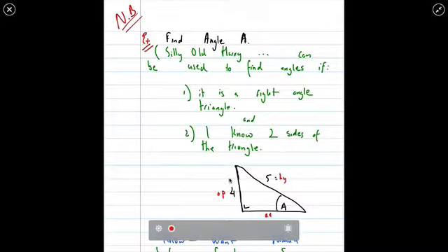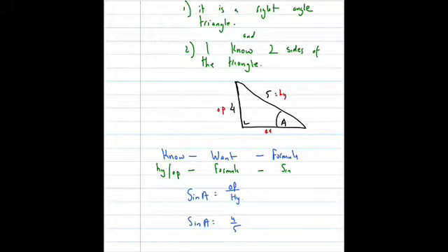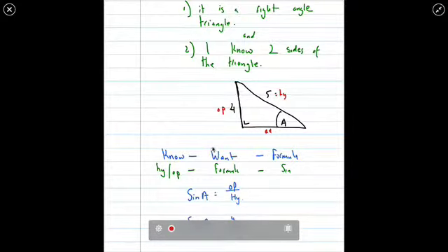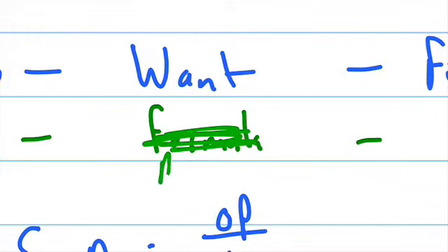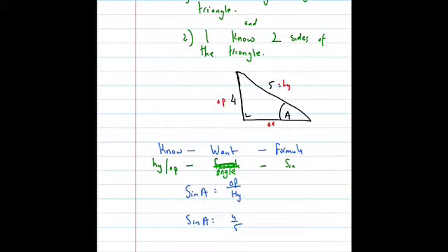This time, if I have a right angle triangle and I know two sides, and I'm looking for an angle, I can use silly old Harry as well. It's almost exactly the same. What do I know? What do I want? Give my formula. No means side or sides. So what side or sides do I know in this triangle? What do I want? It shouldn't be formula. Scribble that out. It should be angle. I'm looking for an angle.